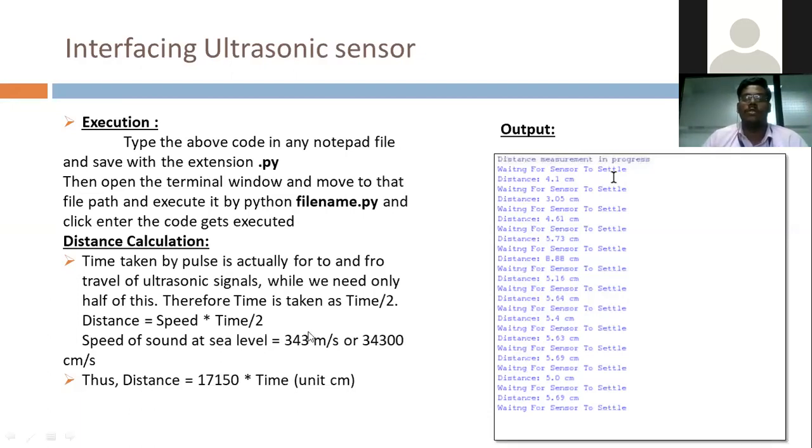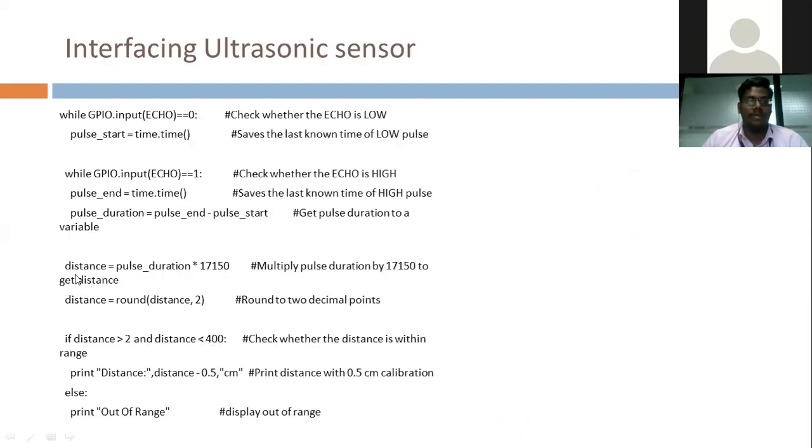So speed into time equals distance. Distance equals pulse duration, that is time, into speed. So we are getting a distance, and the distance variable stores it. I'm rounding the distance to 2 decimal places so that the value is slightly more precise. After that, I'm checking whether the distance value is within the range or not, that is, between 2 and 400.